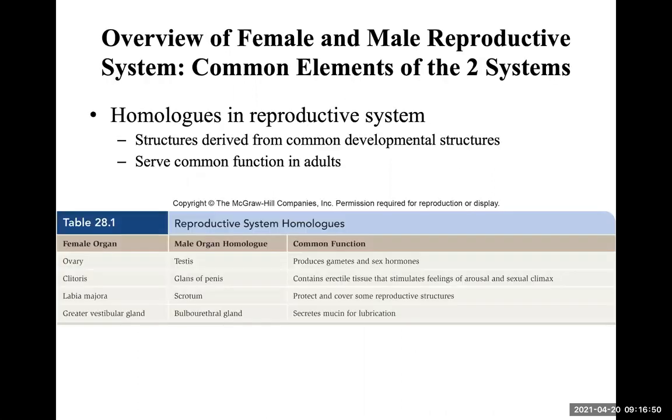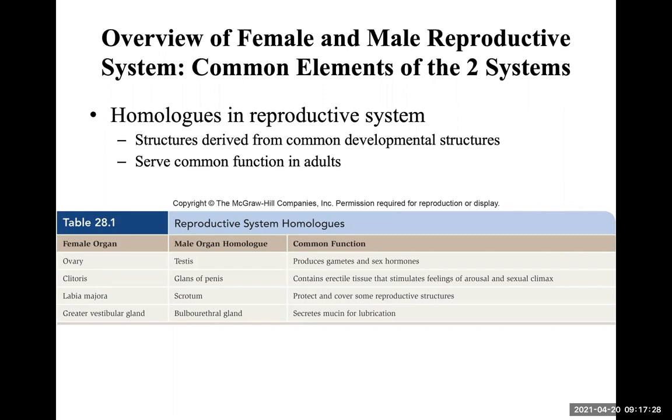Okay, so homologous structures. If and when you decide to take developmental biology, you will talk a lot about homologous structures, right? And if you've taken 190, 192, you've talked about homologs between different species. There are also homologs within species. What a homolog is, is a structure with a similar developmental origin. So when we talk about this in the context of male and female reproduction, the homologue for the ovary would be the testicle or the testes, and that makes sense.